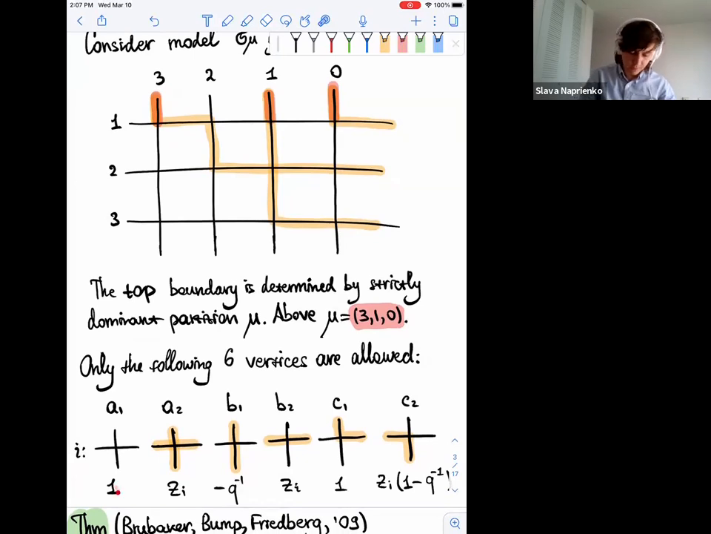So for type A1, the names of the types are historical. They don't mean that much. The z_i's are spectral parameters, so they actually depend on the row, which is typical in this kind of thing.